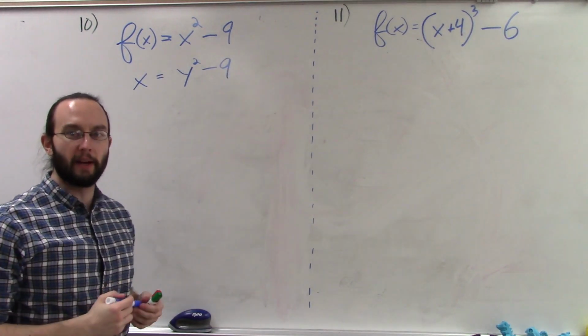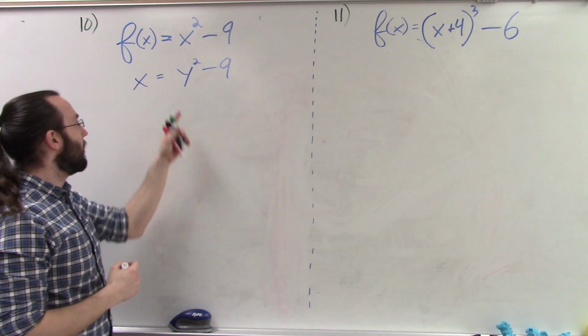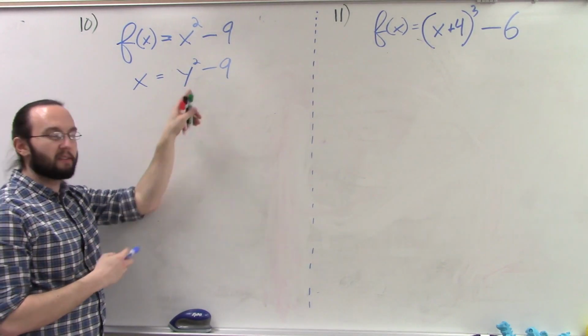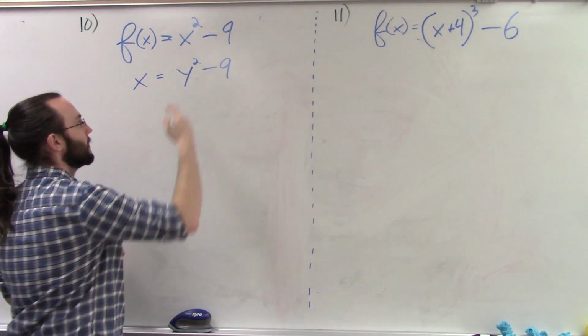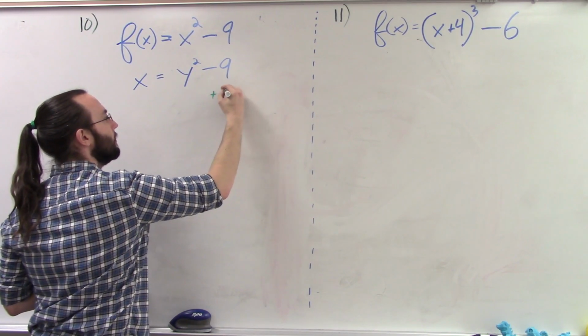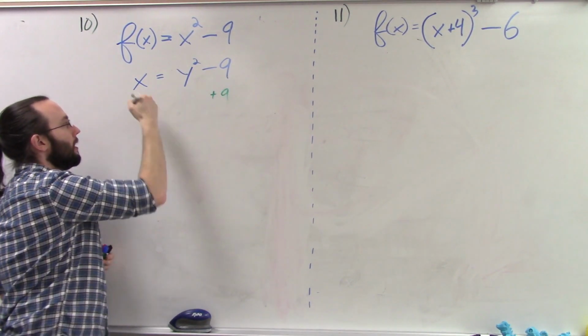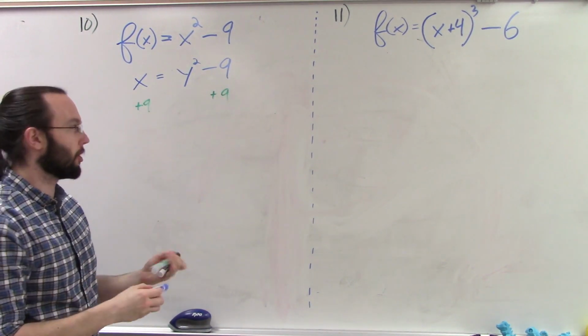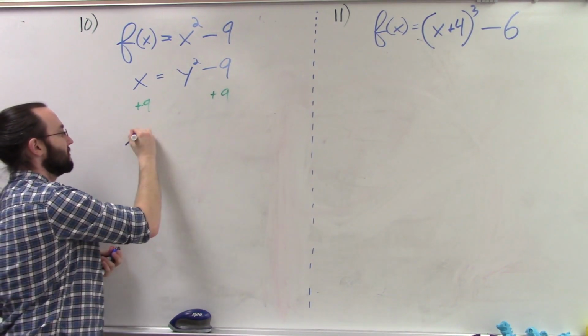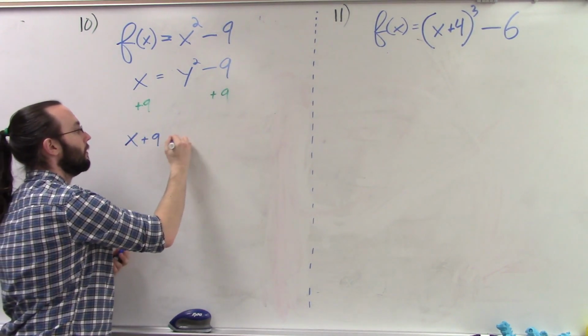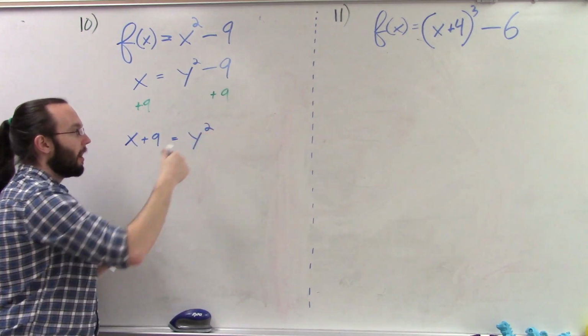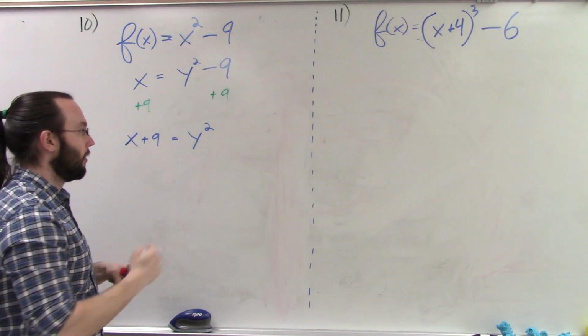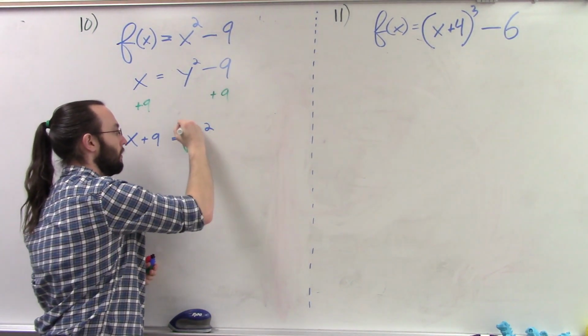So just like with the linear examples we looked at before, we want to get this y by itself. So the opposite of minus 9 is plus 9. X plus 9, those are not like terms. So x plus 9 is just x plus 9. And then to undo that square, we need a square root.